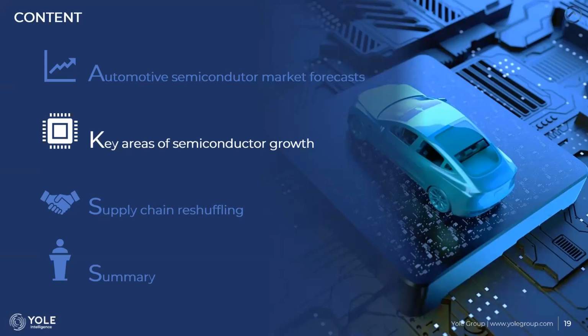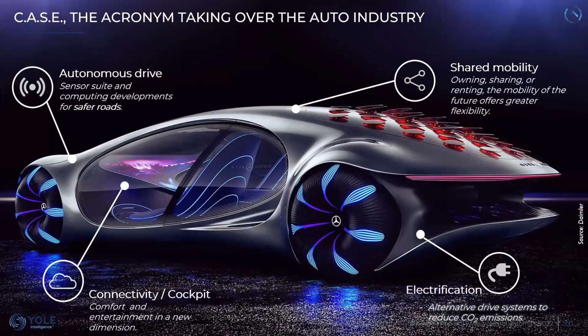Now, let's have a look at the key areas of semiconductor growth. There is this well-known acronym CASE, which can summarize the mega trends in automotive. The A is for autonomous, with increasing levels of autonomy: 1, 2, and now we have one car which is level 3, which will require a lot of different sensors and, of course, increasing computing development for safer roads.